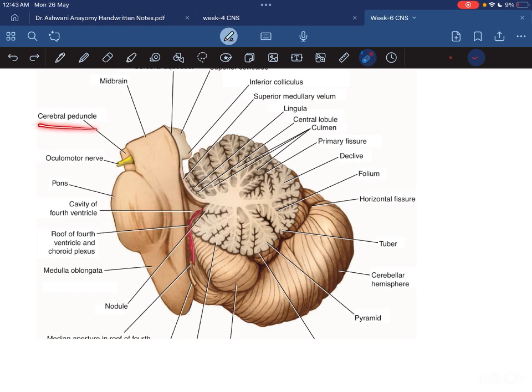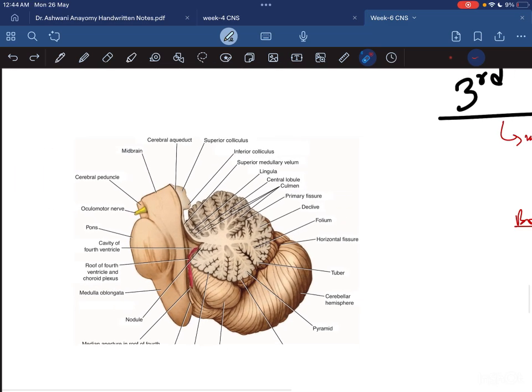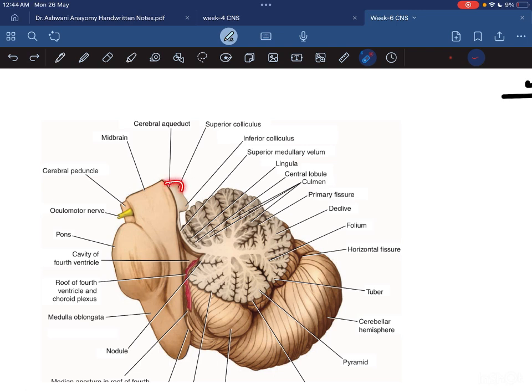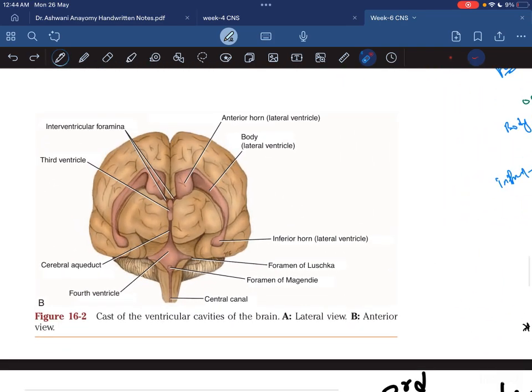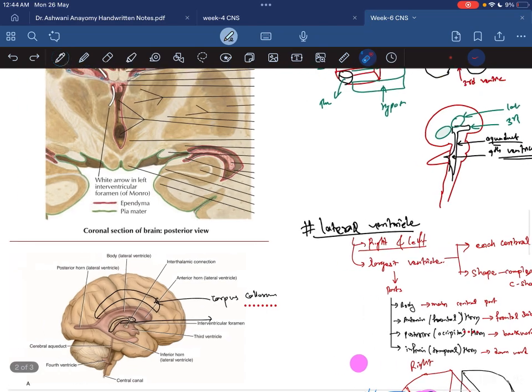Here are the cerebral peduncles, and in the brainstem there is the superior colliculus, after that the inferior colliculus, and we already discussed this image. There are the foramina of Luschka, two foramina, and medially there is the foramen of Magendie. This helps the CSF pass through to the subarachnoid space, and then circulation occurs. So this is all regarding this.